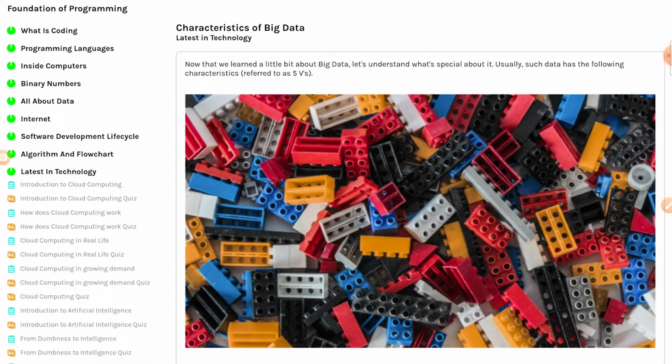Currently you are learning about the latest in technology, and in today's class we will learn about the characteristics of big data. In the previous class we learned what big data is, a term to represent a massive amount of data. It's just a fancy word. But then volume is the key and variety is another, and we will learn about those characteristics in today's class.